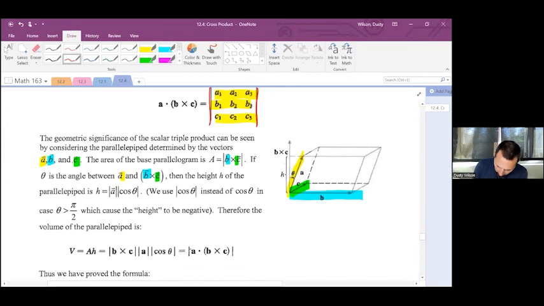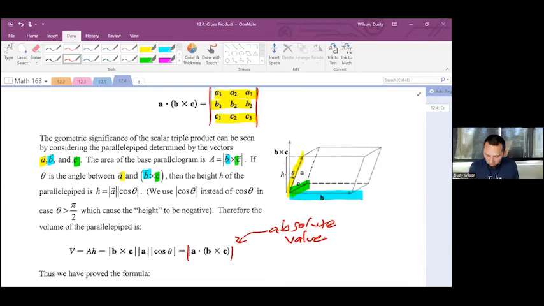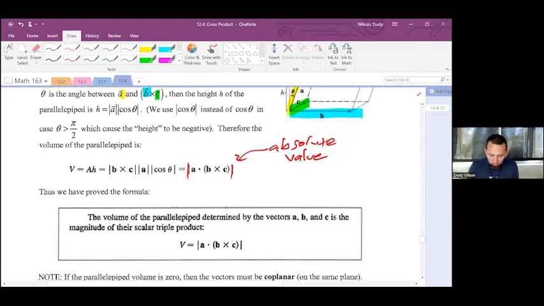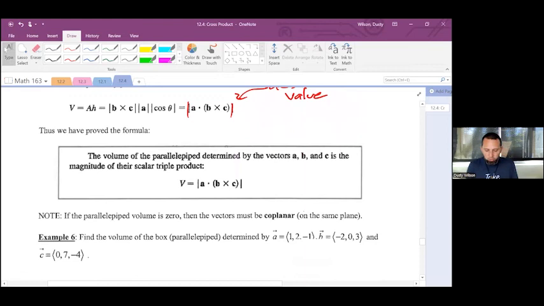Just a note here. These are absolute values, not magnitudes like you've seen them in the past, because remember, the dot product's always going to give you a scalar. So thus, we have proved the following theorem. The volume of the parallelepiped determined by the vectors A, B, and C is the magnitude of their scalar triple product, V equal to the absolute value of A dot B cross C. Note, the parallelepiped volume is 0 when the vectors are coplanar.